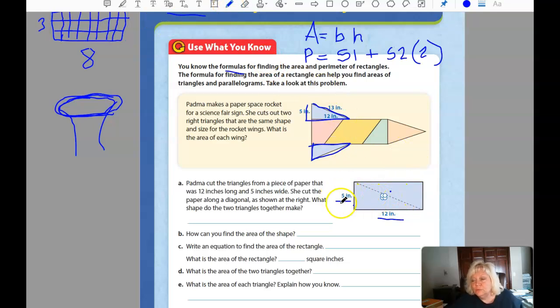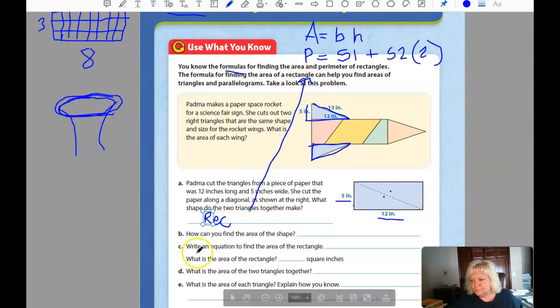So right down in here, what you want to write is it makes a rectangle. Write the word rectangle, and right up there it is if you need to be able to spell it. How can you find the area of this shape? Well, I already gave you the formula up here, and it says to find the area of a rectangle, we do base times height.